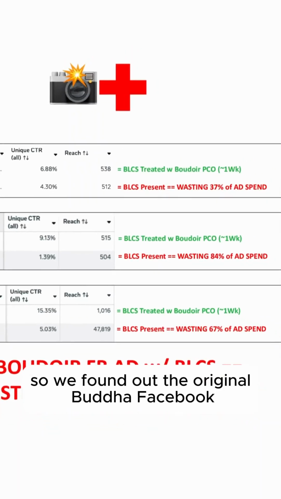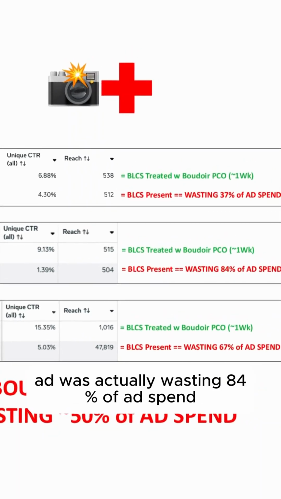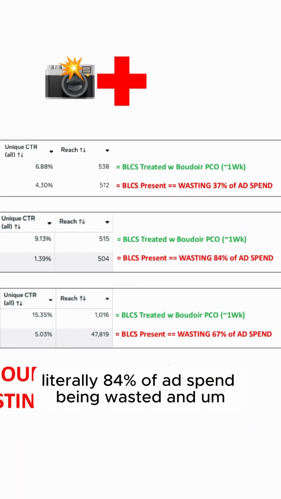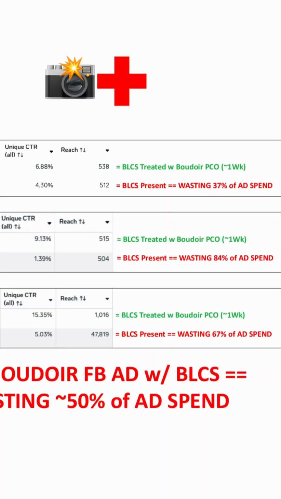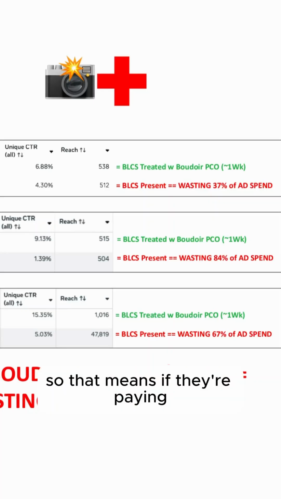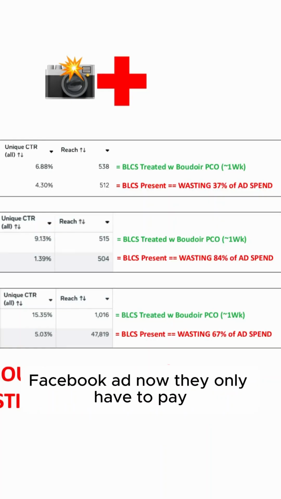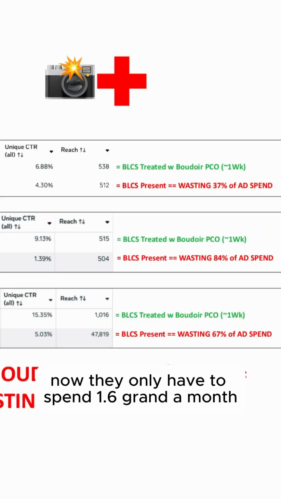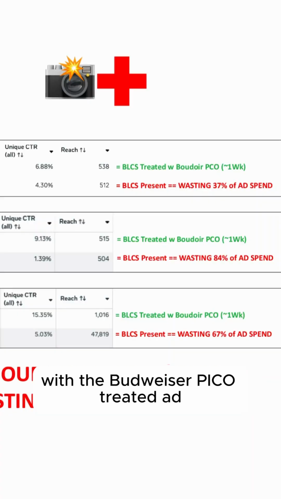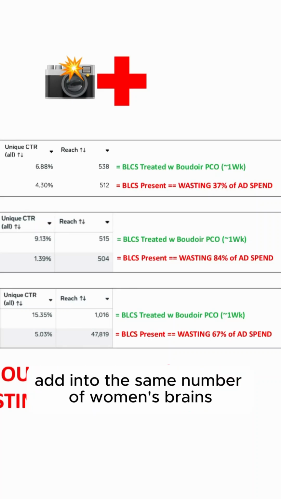So we found out the original Boudoir Facebook ad was actually wasting 84% of ad spend, literally 84% of ad spend being wasted. So that means if they're paying 10 grand a month on the original Boudoir Facebook ad, now they don't have to spend that. They only have to pay 1.6 grand a month with the Boudoir Pico treated ad to get their ad into the same number of women's brains.